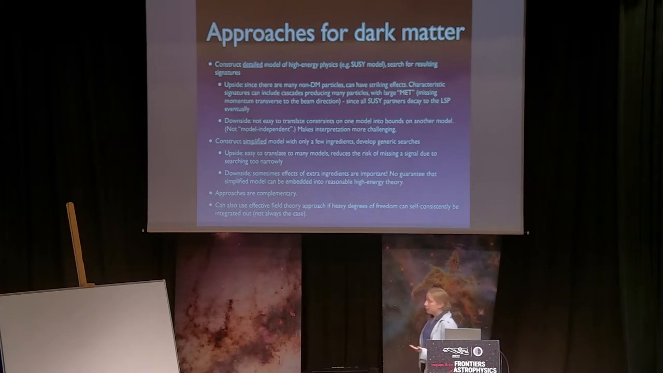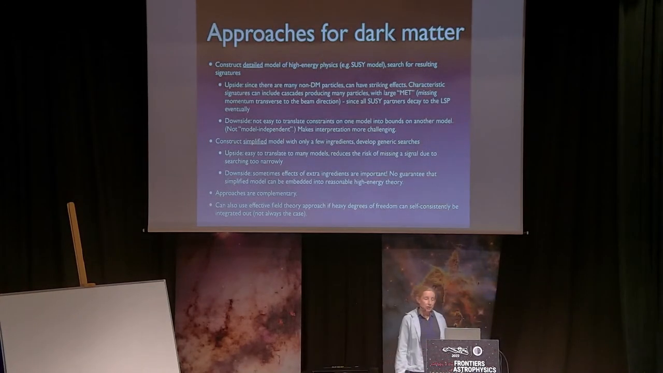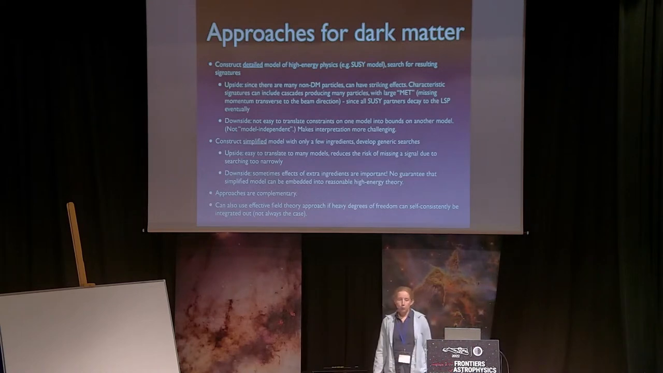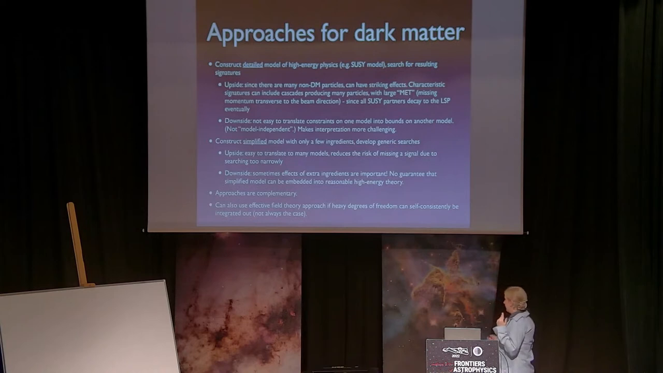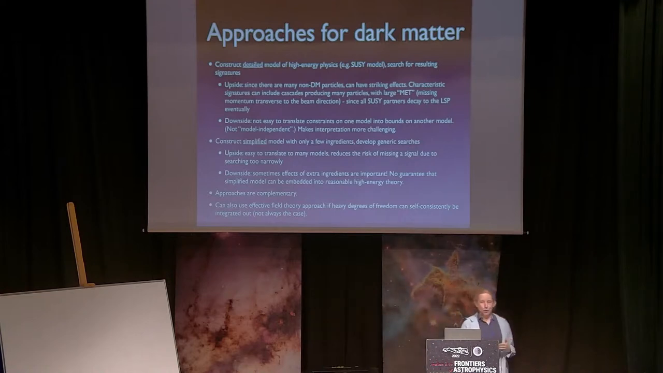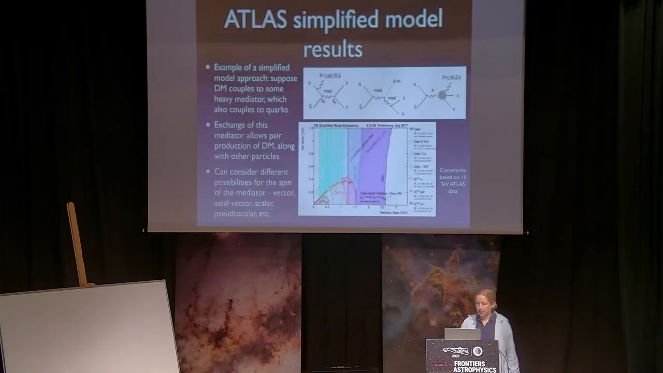There's also a related version of this, which can be thought of as one way to generate a simplified model, which is to use an effective field theory approach. Just think about the possible operators through which dark matter could couple to the standard model and try to constrain those operators. This does rely on being able to self-consistently integrate out the heavy degrees of freedom. This doesn't always work. You can have situations where you try to do an effective field theory approach, but you find that the parameters that you can constrain correspond only to parameters where your effective field theory is not valid. And so then you have a breakdown.